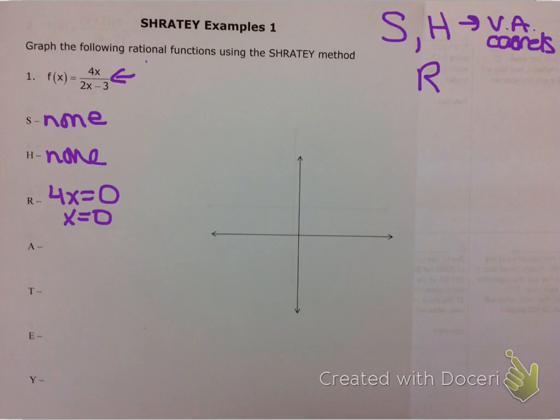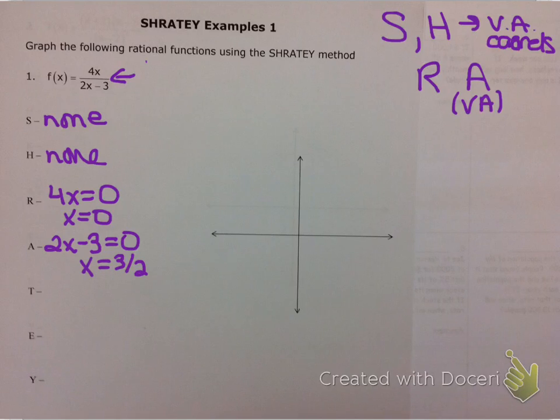Then the next step on your reference handout says you're locating asymptotes. It more specifically means you're locating vertical asymptotes. And what it says on that reference handout is take your denominator and set it equal to 0. So in the case of example 1, if I took that denominator and set it equal to 0, I would get x equals 3/2.